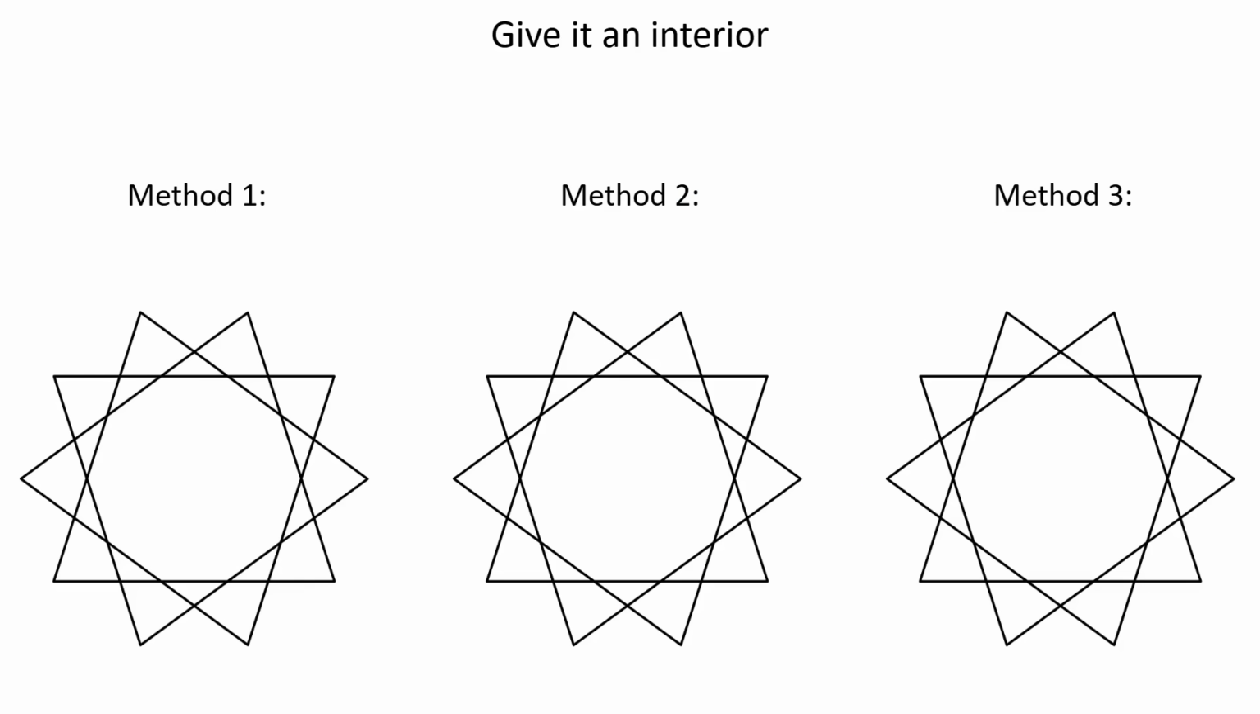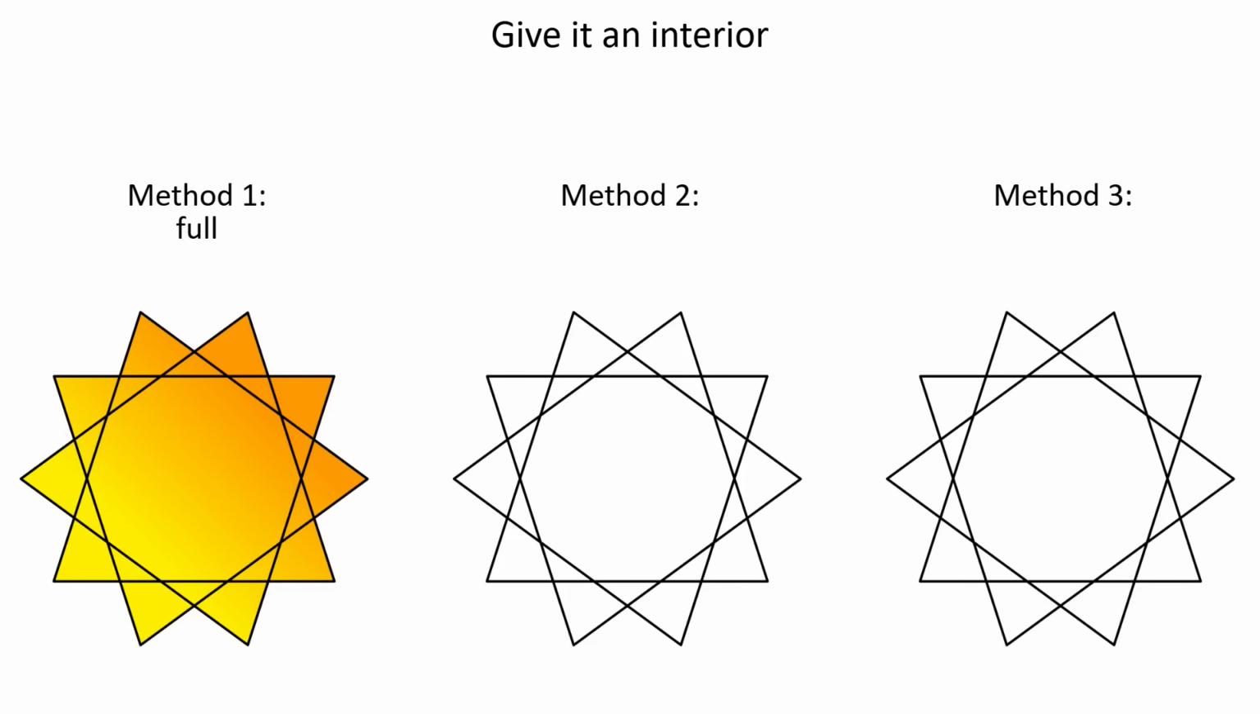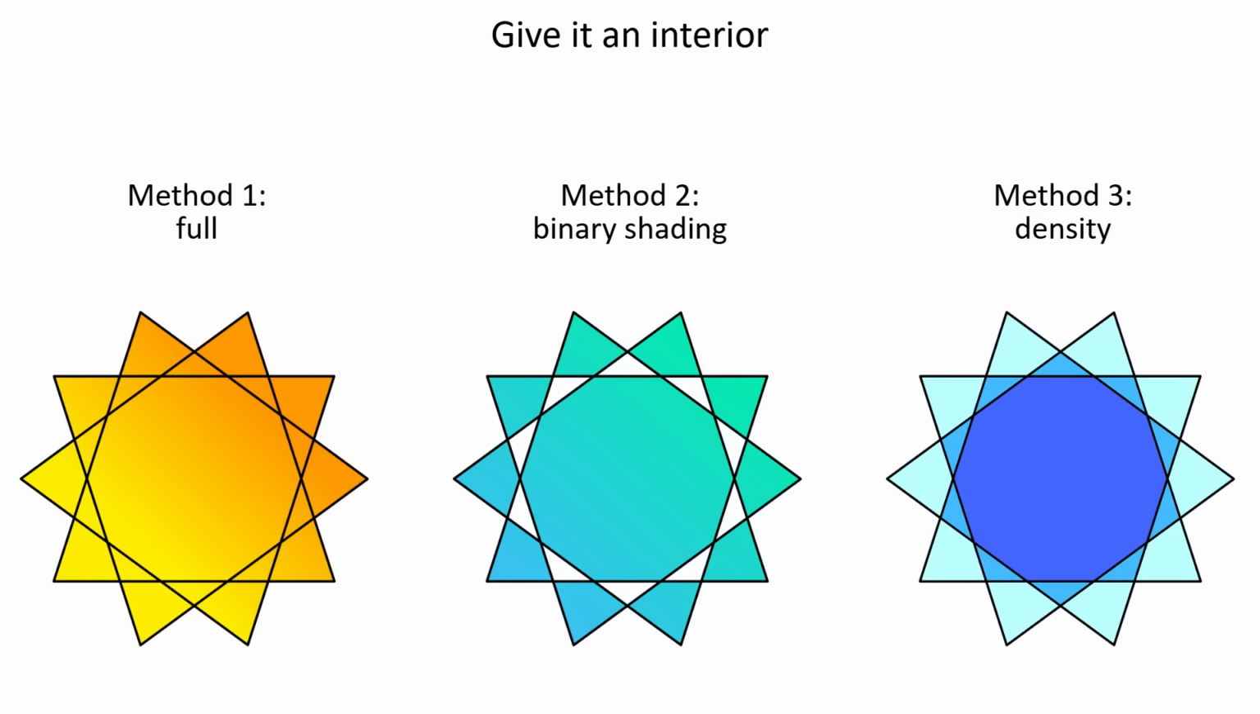One technique is to consider the whole thing as one big interior. However, this leads to some of the boundaries separating interior from itself, and considering only those that actually bound the area, it becomes irregular. Another technique is binary shading, where every border separates interior from exterior in an alternating fashion. But my favorite technique is the concept of density.